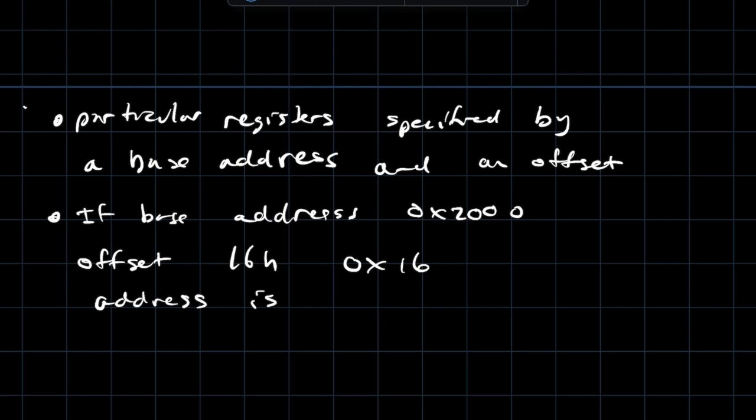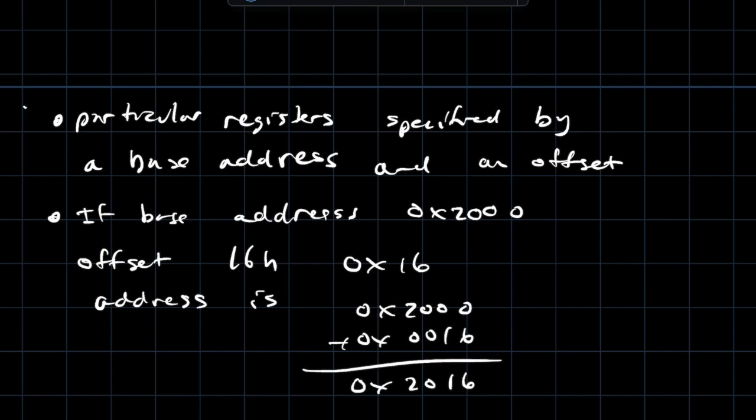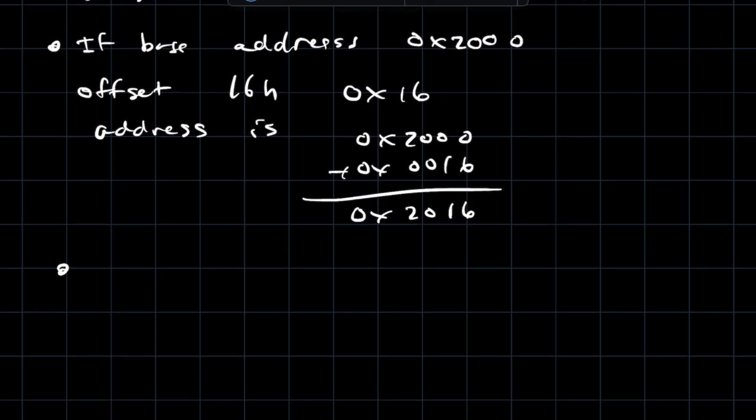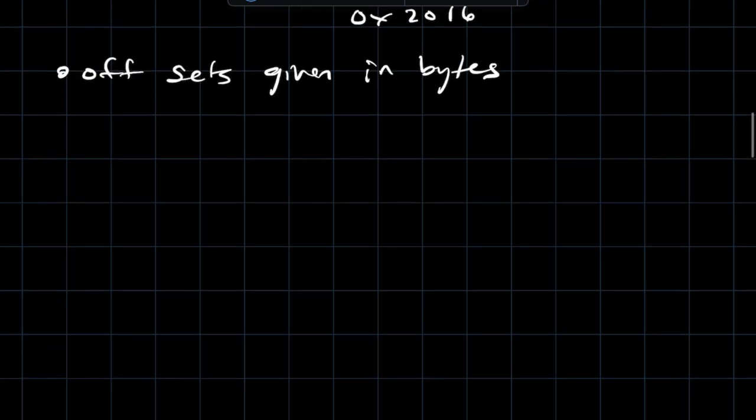So the address would be 0x2000 plus 0x0016, so that's 0x2016. Offsets are given in bytes. So for example, 00H is the same as 0x00. That would be the first register. That's where it's starting.